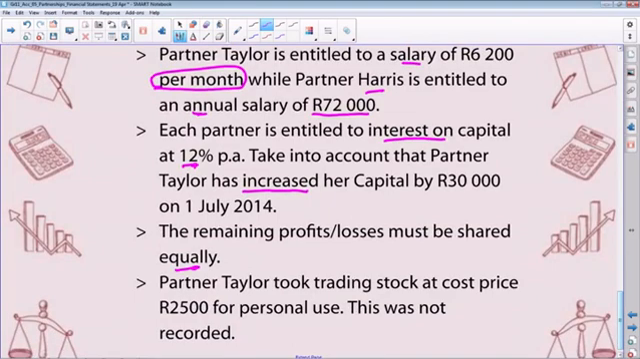And then finally, the last bit of information, partner Taylor took trading stock at cost price for 2,500 Rand for personal use. This was not recorded. Okay, right, familiar with the information, so let's now get to the actual question.